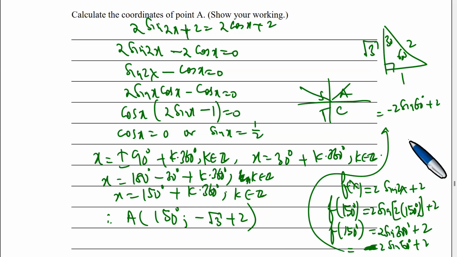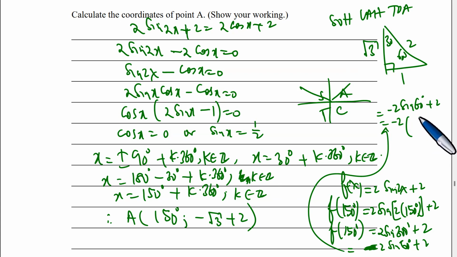So right, the sine of 60 is, according to SOHCAHTOA, the opposite over the hypotenuse. The sine of 60 degrees is the opposite, square root of 3, over the hypotenuse, 2. And this is minus the square root of 3 plus 2. So that's why it is minus square root of 3 plus 2 there. Those are the coordinates of the point A. Next question.